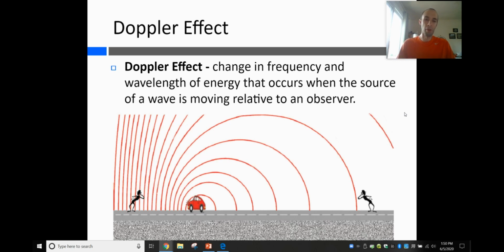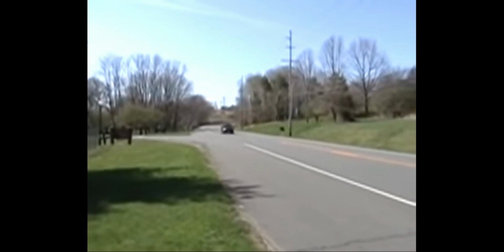So for example, if you think about a siren on a police car or on an ambulance or on a fire truck, or even somebody leaning on their horn as they're driving down the road, you'll hear this very unique sound. It sounds like this.